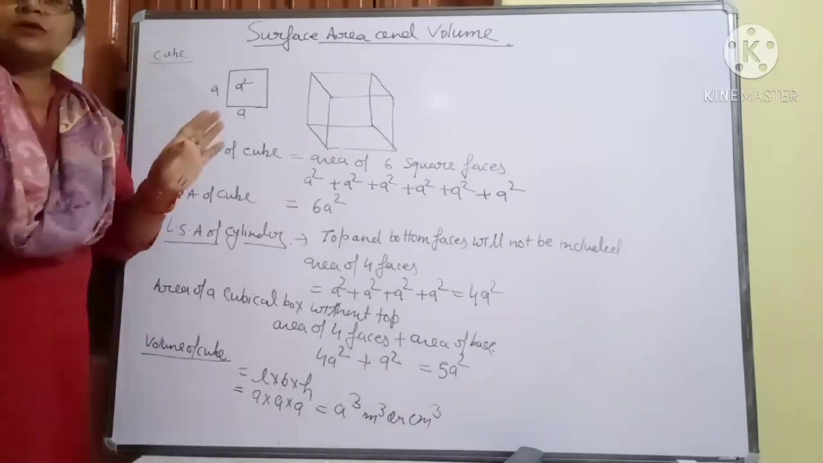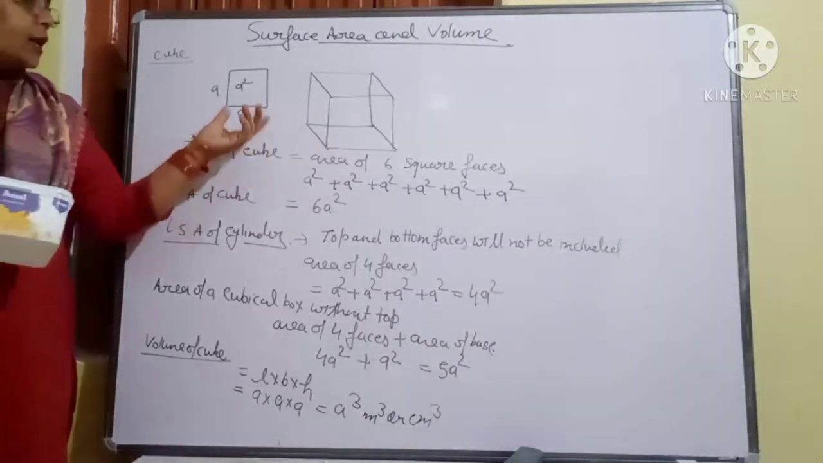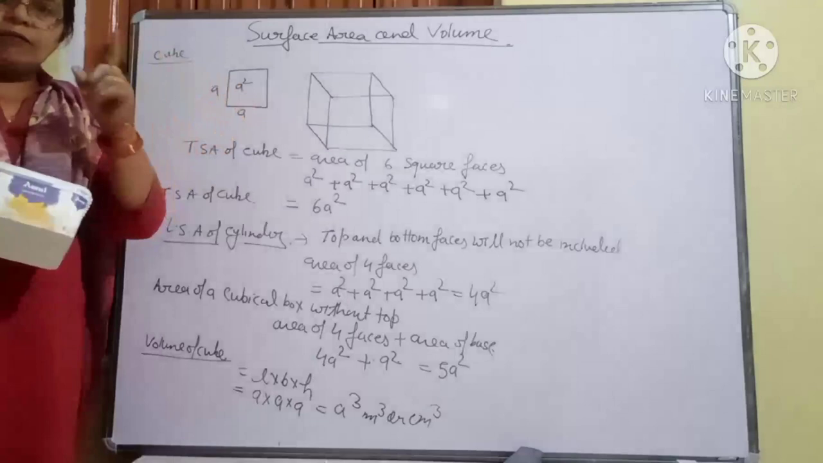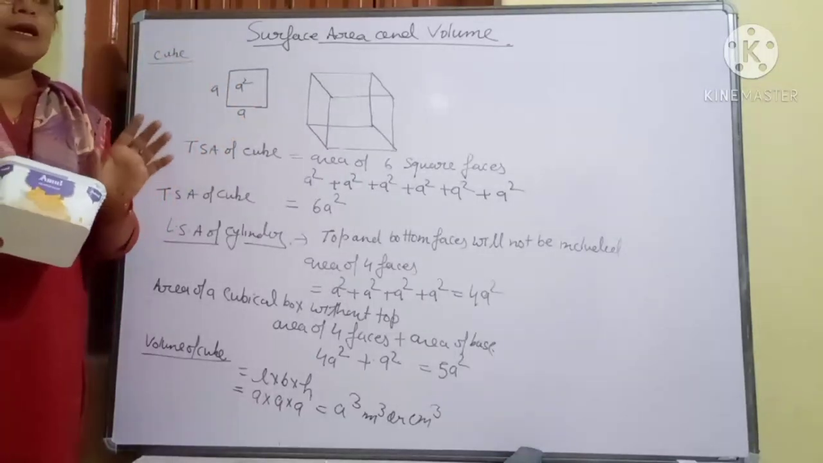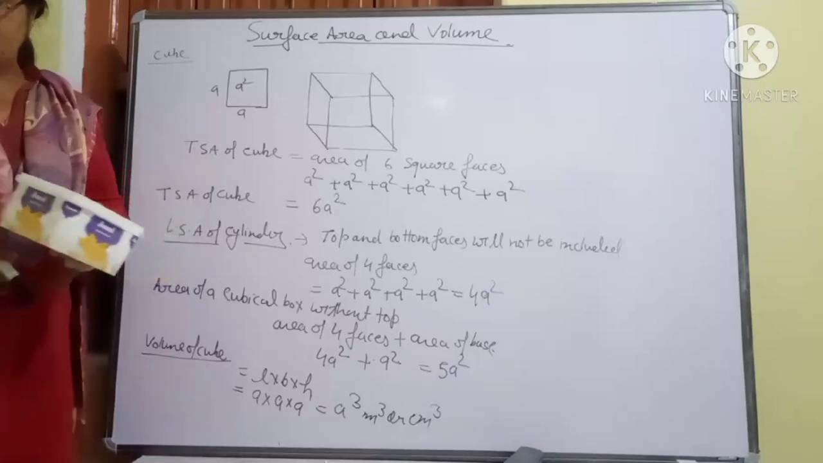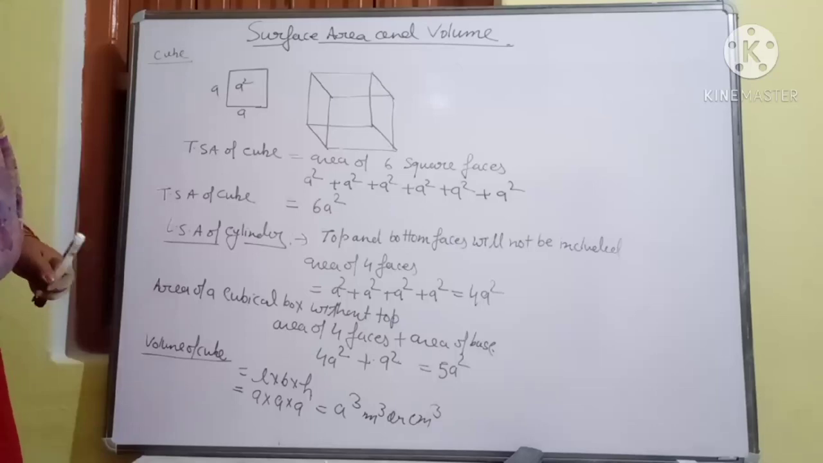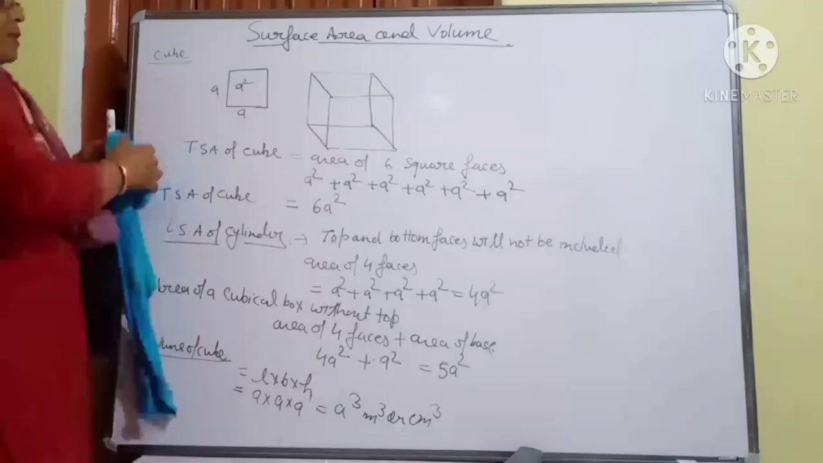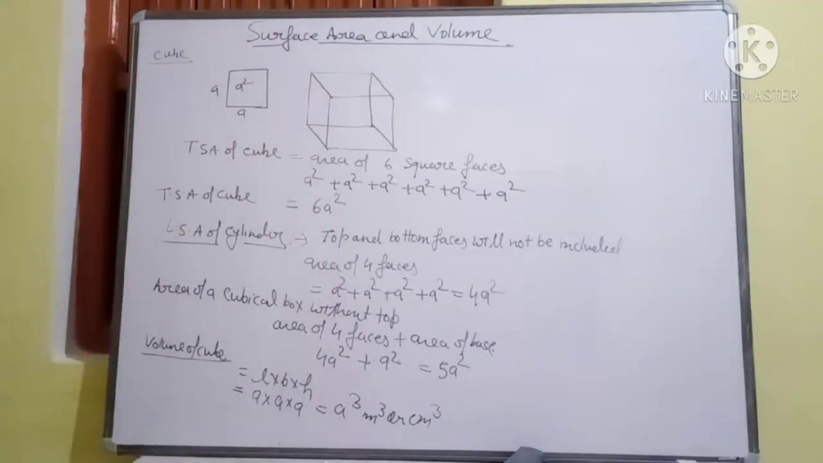Same things will be for the cuboid. What will be the difference between cube and cuboid? Here all the faces have equal length and breadth and height, but in case of cuboid beta, length, breadth and height, all three will be of different measurement.